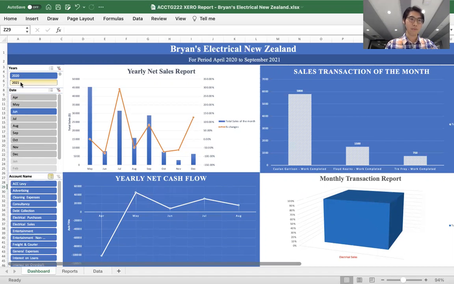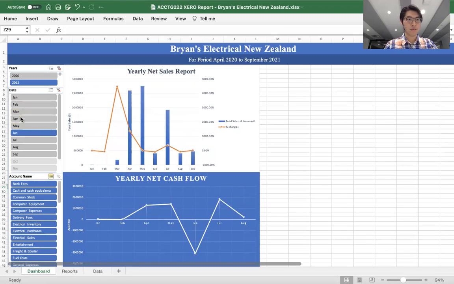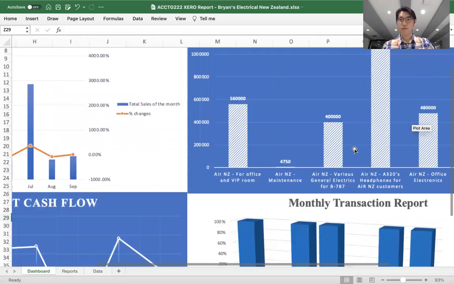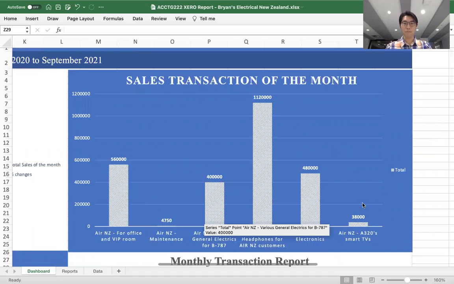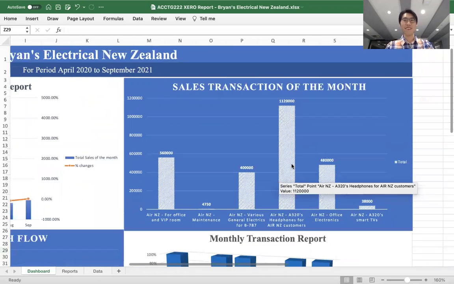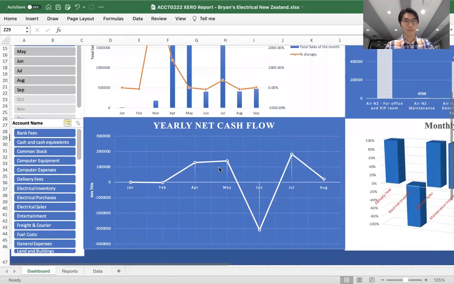Let me give you an example. Let's start from 2021 and go to April because it's the first peak that we can see. So when we're looking into the sales transaction of the month, we will see, oh, that is why we have a big sales to Air New Zealand. Awesome. Now, let's look at the yearly net cash flow.